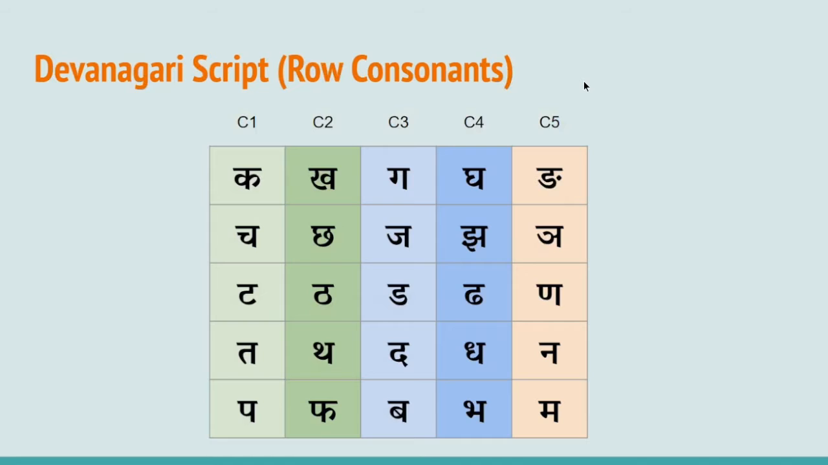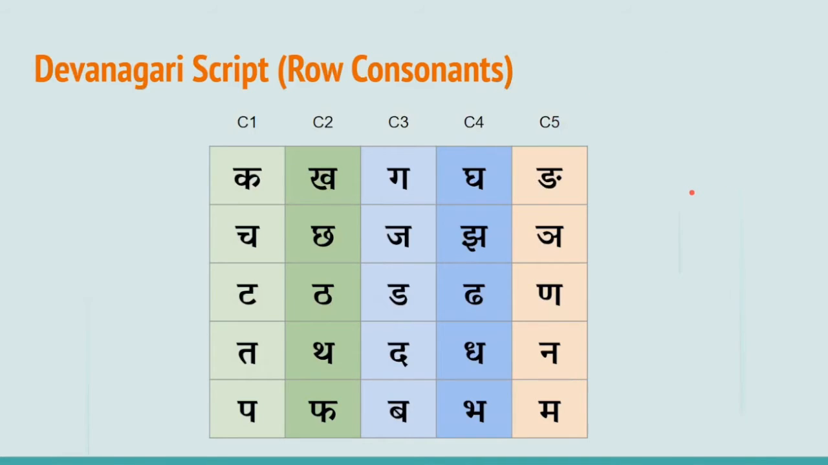Sure. Ga, ja, da, da, ba. Gha, jha, dha, dha, bha. Nga, nya, na, na, ma. Thank you. C3, C4, C5? Yes. Ga, ja, da, da, ba. Nga, nya, na, na, ma. Thank you.